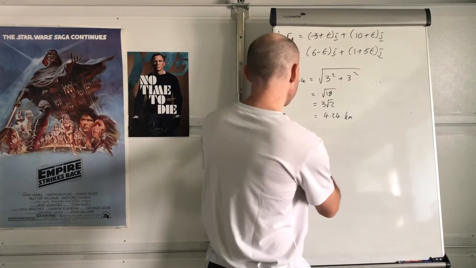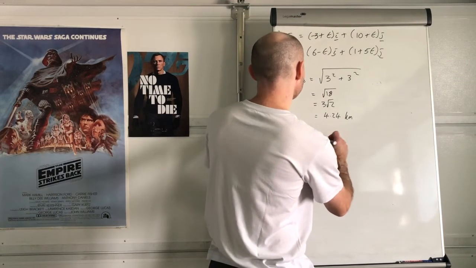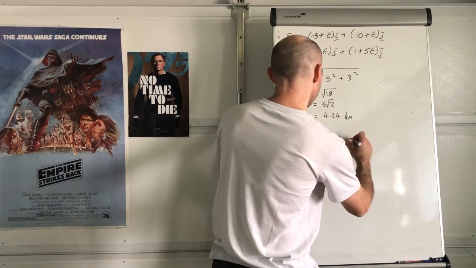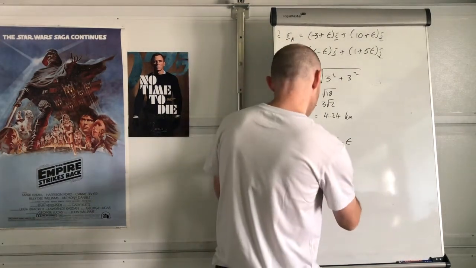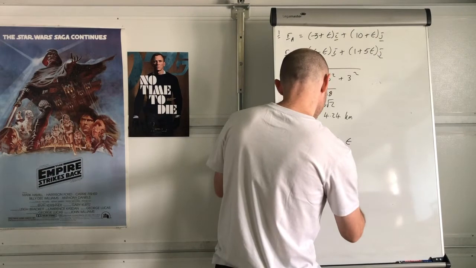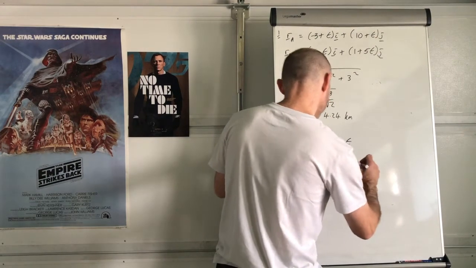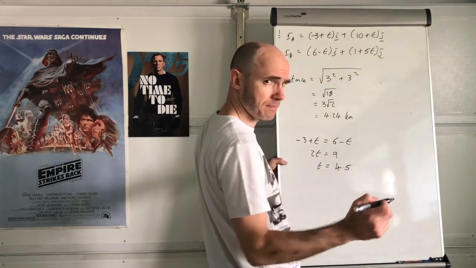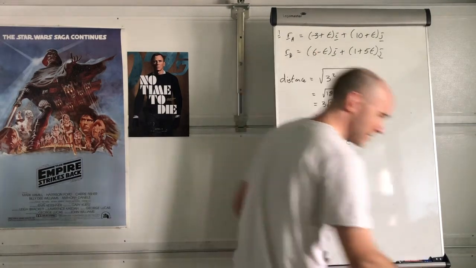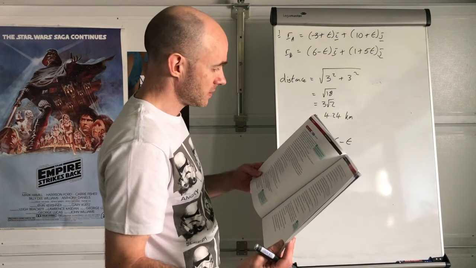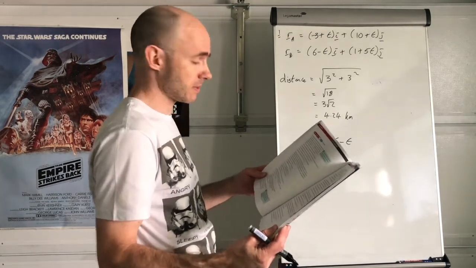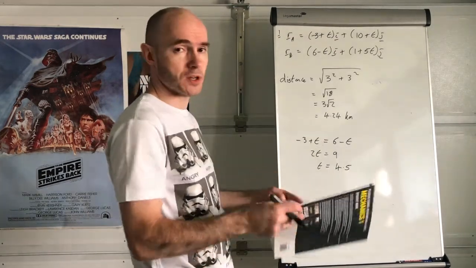So we have -3 plus t is equal to 6 minus t. And we're just going to solve that. So we have 2t equals 9 and t equals 4.5. It says find the time, and it began at 12 noon, so that means it must be 4:30 in the afternoon.